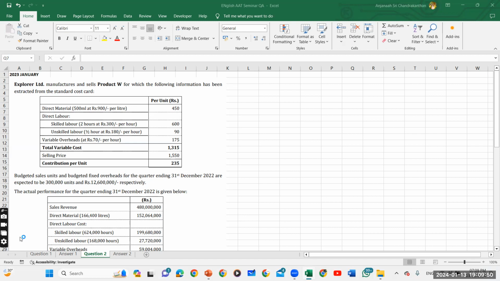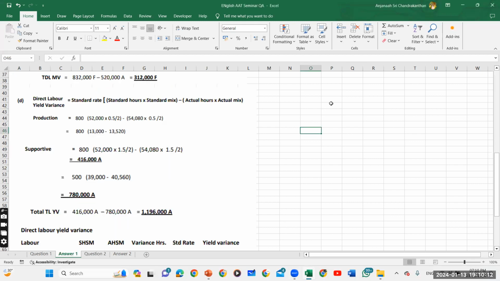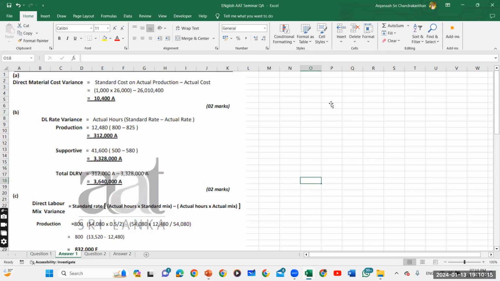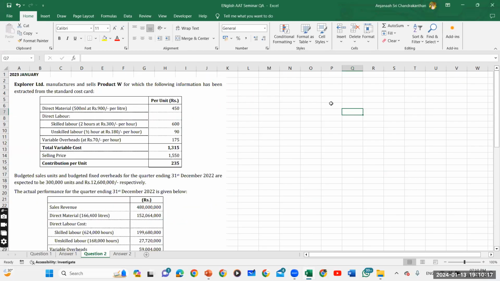All right. So now let's see this question. Explorer Limited manufactures and sells product W for which the following information has been extracted from the standard cost card. Same way, see Lamai, this is the same exact question. That's why we say you should practice. If you practice these questions, you can see the pattern. It's the same question that they have repeated again, only the figures they have changed. So if you're lucky enough this time, you might get a similar question in the exam also. Once you practice the past papers, you will get the trend.